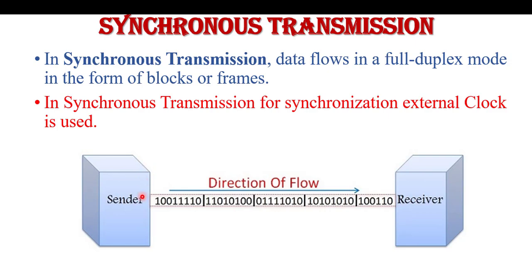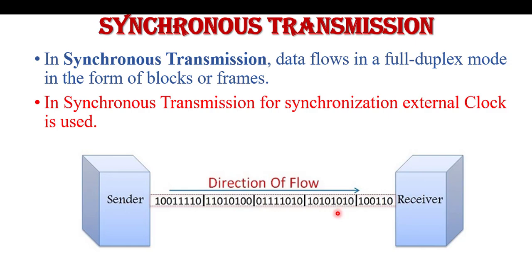So here we see in the diagram, this is the sending device, it means it is the sender. This is the receiving device, it means it is the receiver. The sender and receiver share a common external clock pulse for synchronization, and data is transmitted in the form of a large block or frame. It means the data is transmitted continuously. There is no gap between the data. In this case, a huge amount of data can be transmitted between transmitter and receiver once the clock pulse is sent. The time interval is decided by the frequency of the external clock pulse.